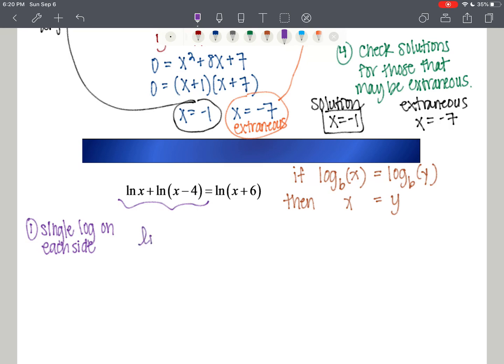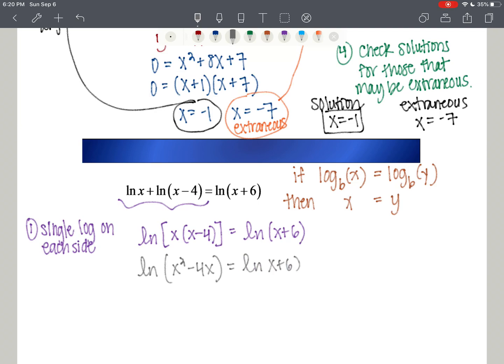We're going to use the product rule, and we'll have the natural log of x times x minus 4, and that's going to equal the natural log of x plus 6. I'm going to simplify that. Natural log of x squared minus 4x equals natural log of x plus 6.